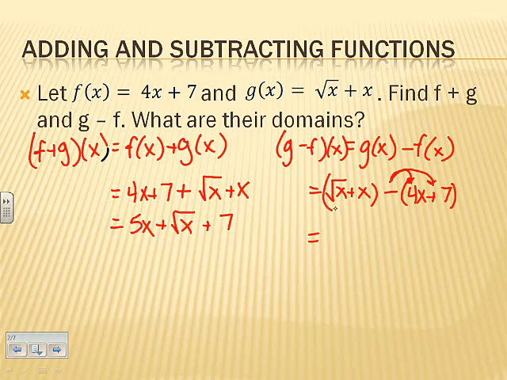So, once again, we're going to start with the x's since they're the highest power. So x minus 4x makes negative 3x. The square root of x, I have nothing to subtract from it, so it's just going to stay plus the square root of x. And then I have to take nothing minus the 7, giving me a negative 7.